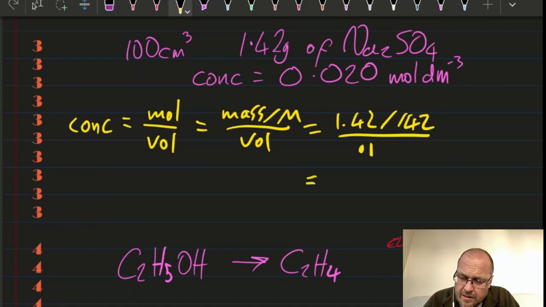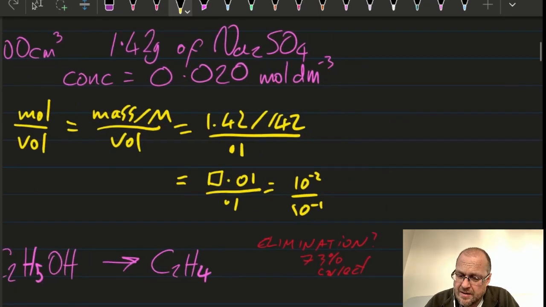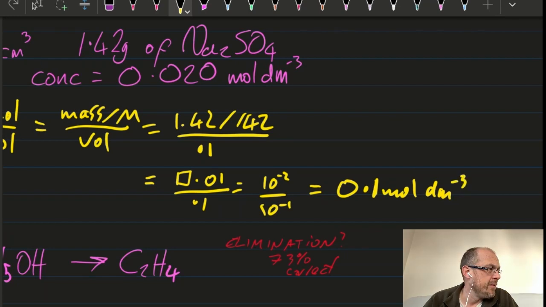So that gives me 0.01 divided by 0.1. Oh, let me just be careful, that's 10 to the minus 2 divided by 10 to the minus 1. If I divide, I subtract, so that's minus 2 minus minus 1. Okay, so that's going to be 0.1. So my initial concentration is 0.1 moles per decimeters cubed. But I've got to dilute it to 0.02.